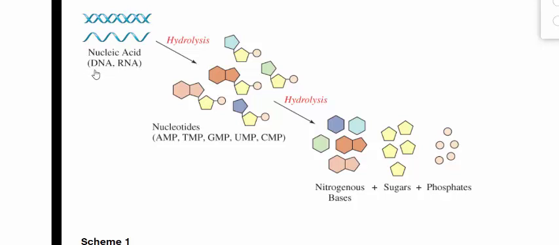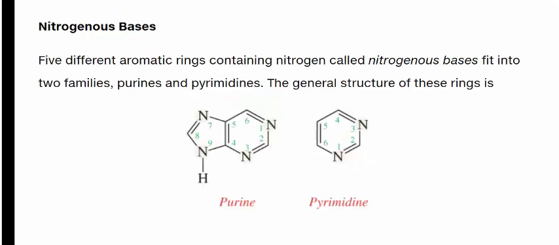Nucleic acids, such as DNA and RNA, are made up of building blocks of nucleotides, and nucleotides are made of nitrogenous bases, 5-carbon sugars, and phosphates. When we look at the nitrogenous bases that are part of nucleic acids, there are two families that these bases fall into, either the purine, which has 2 fused rings, or pyrimidine.